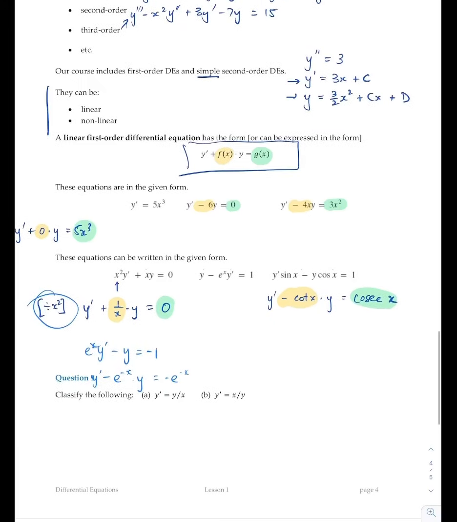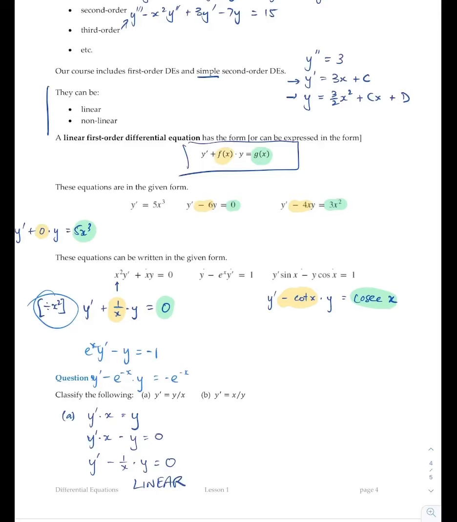All right, classify the following. Y dash equals y over x. So let's just go y dash times x equals y. Does this look like a linear one? Well, I don't really like it like that actually, but I'll say y dash times x minus y equals 0, and now divide through by x. So y dash minus 1 on x times y equals 0. So this is linear.